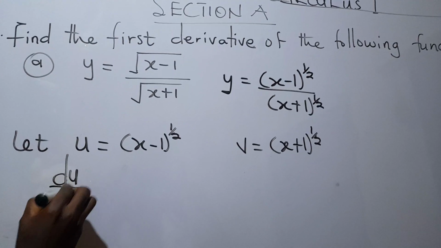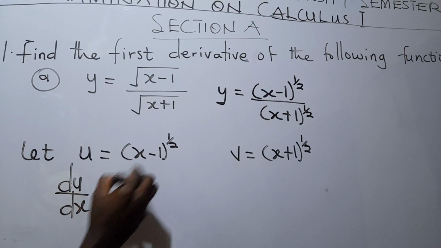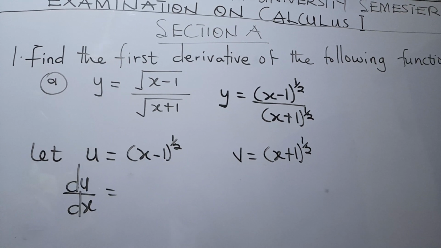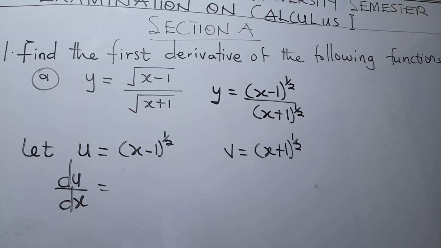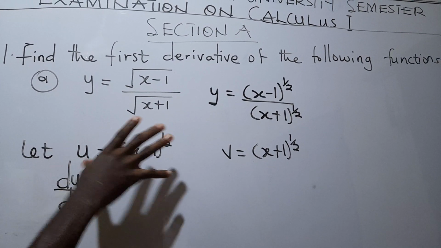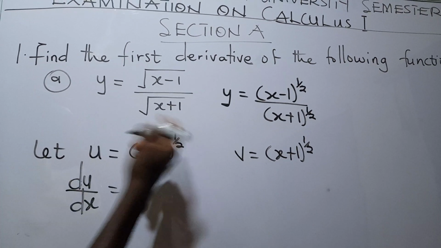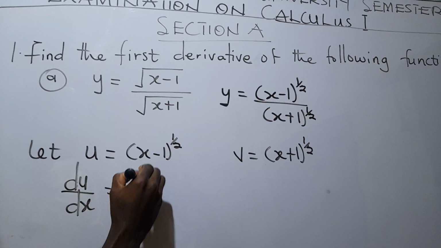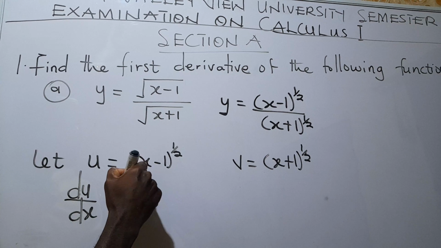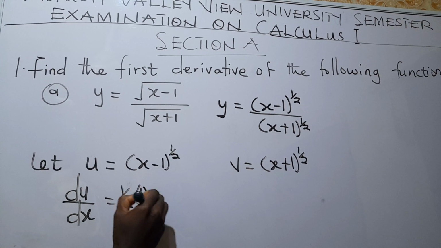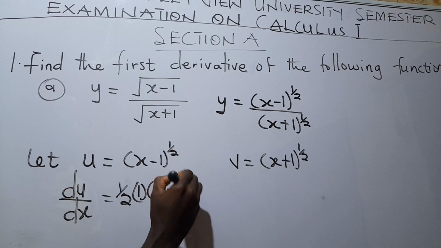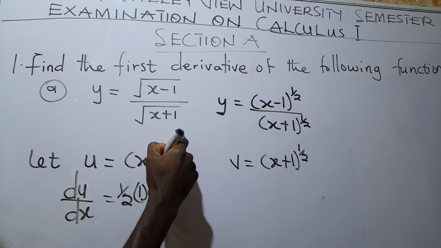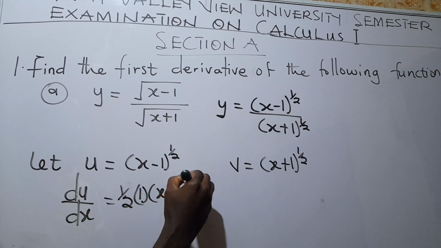For du over dx, remember, we have to use the chain rule to differentiate this. Check out my videos on how to differentiate functions involving the chain rule. So we drop the exponent, differentiate the base, and when we differentiate this, we get 1. We repeat the base again, then we subtract 1 from the exponent. When we subtract 1 from half, we get negative half.